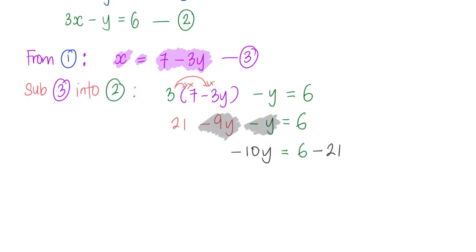In case you're wondering why it is minus 21, because I'm minusing 21 on both sides so that this one will become 0. Okay? That's why. And with that, let's continue to solve. I will have negative 10y equals negative 15. And after which, we are going to divide by, yes, negative 10. So y will be equal to 1.5.